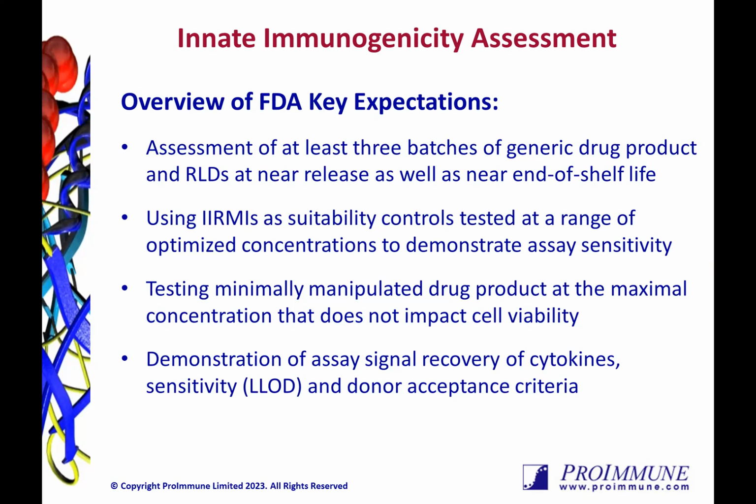Typically, we will perform a 2-stage innate study where we will first do a pilot study to identify the maximum concentration that does not impact cell viability, followed by the main study to assess the batches of drug products together with the impurities.